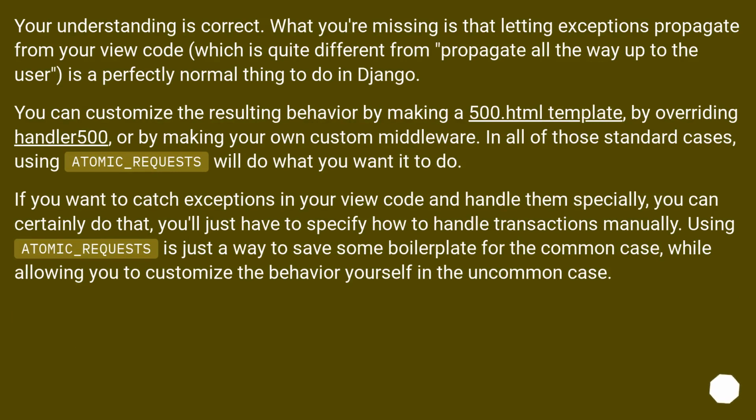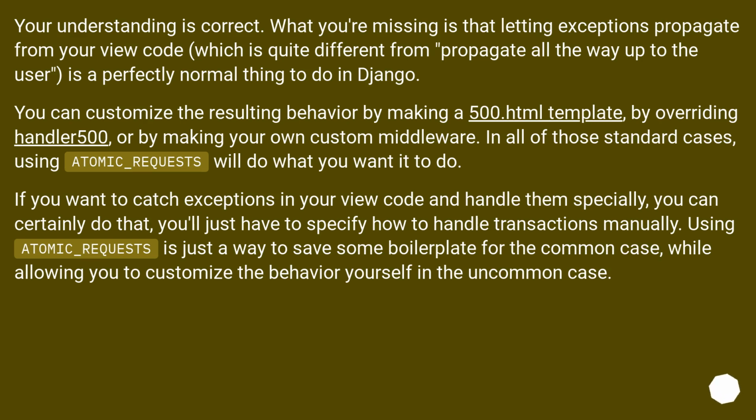Your understanding is correct. What you're missing is that letting exceptions propagate from your view code, which is quite different from propagating all the way up to the user, is a perfectly normal thing to do in Django. You can customize the resulting behavior by making a 500.html template, by overriding handler500, or by making your own custom middleware. In all of those standard cases, using ATOMIC_REQUESTS will do what you want it to do.